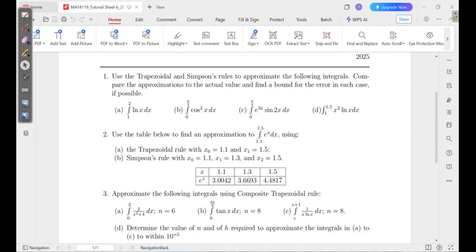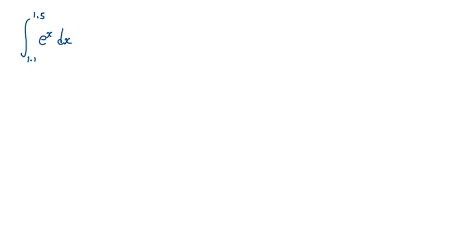So firstly we are given our function, the integral from 1.1 to 1.5 of e to the x dx. Then what other information are we given? x naught is equal to 1.1, then x sub 1 is equal to 1.5.